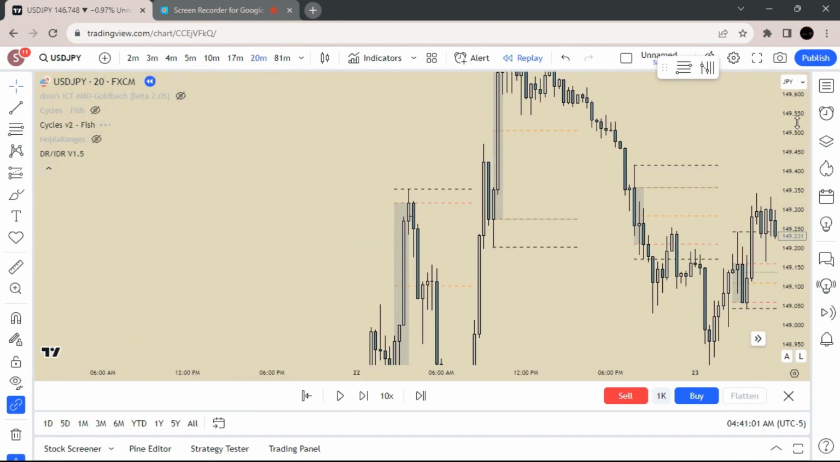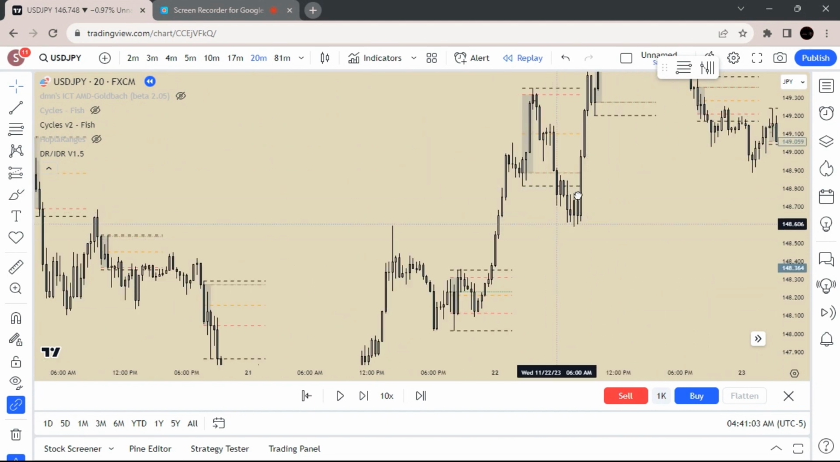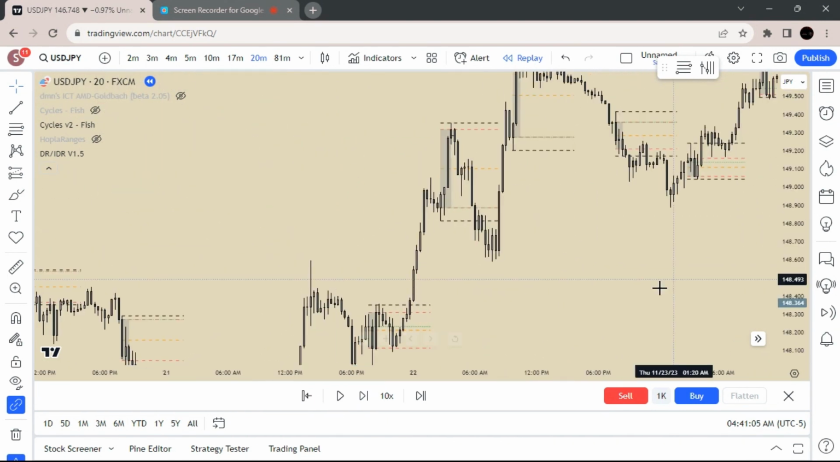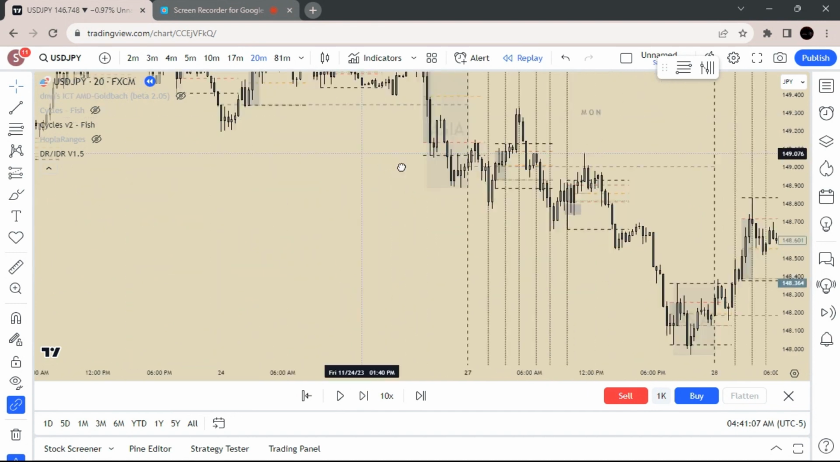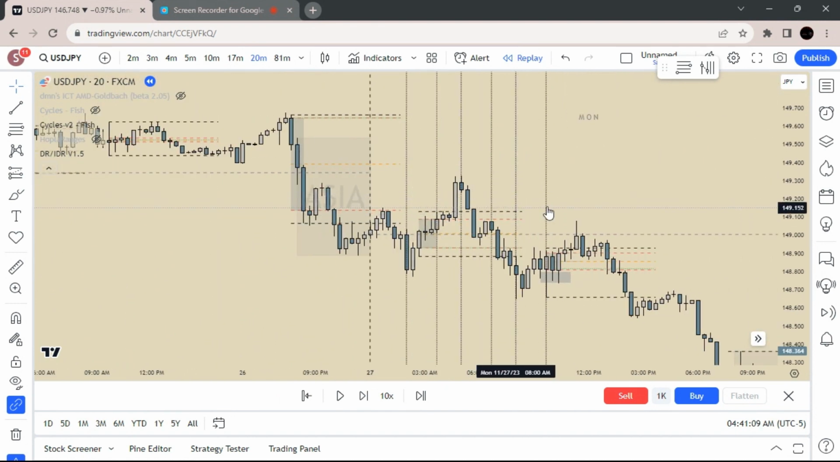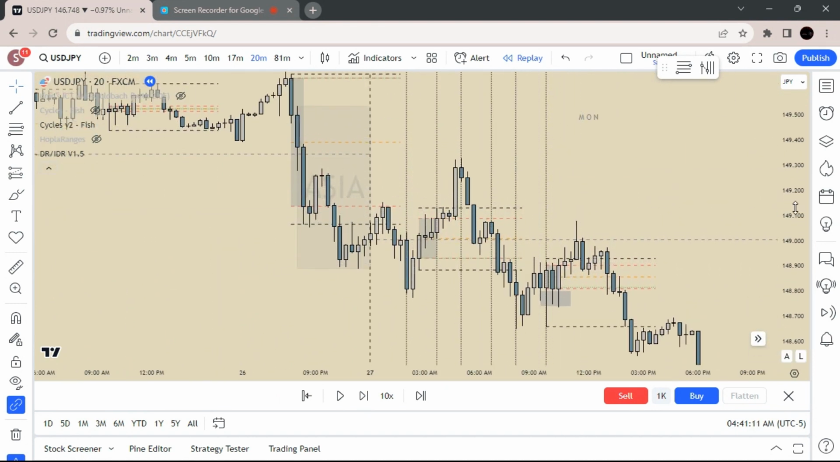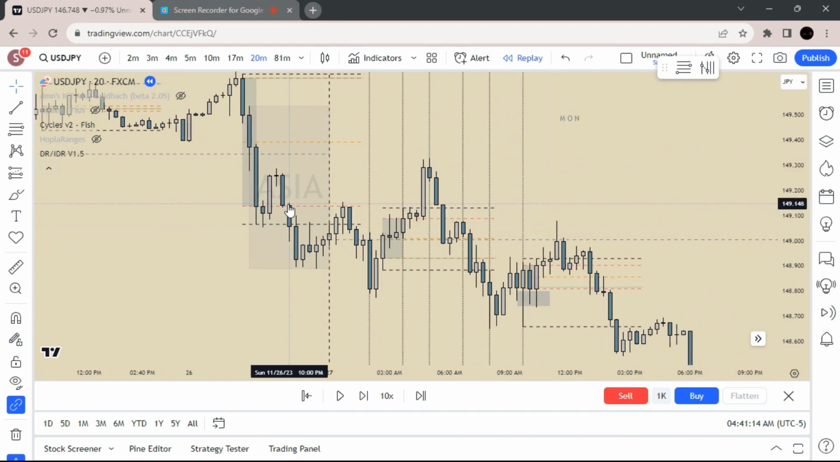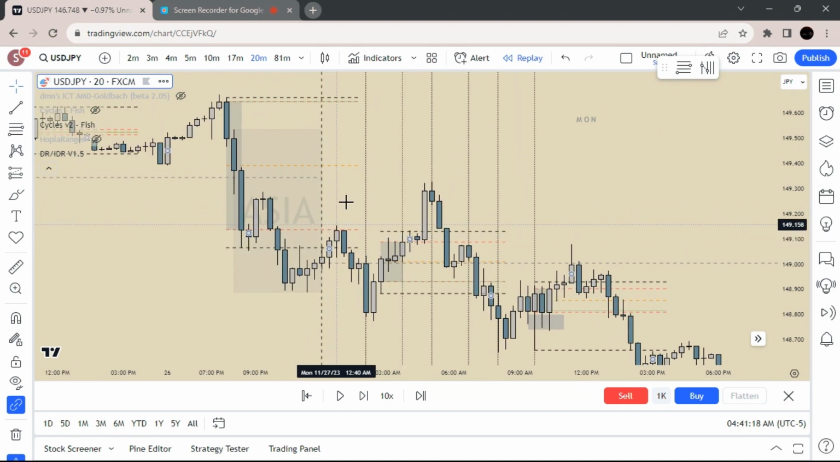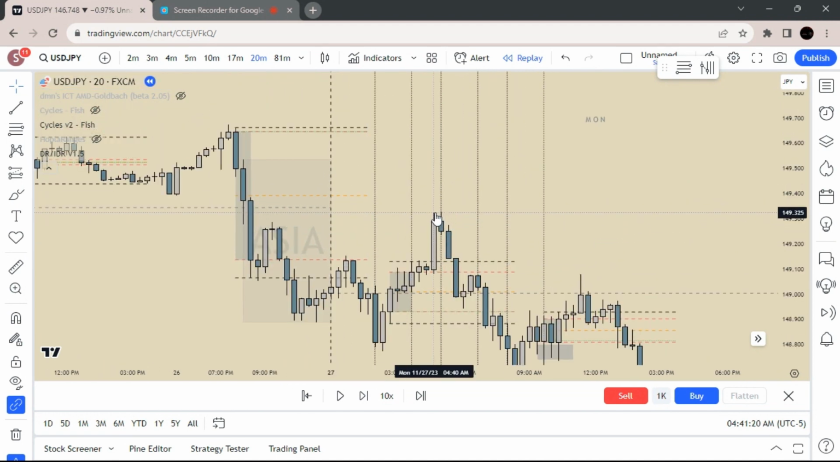But then you want to use the DR on the 5-minute chart. You want to watch for a breakthrough on the 5-minute chart. But I'm gonna go right here. So this was Monday. So you see price broke through below the Asia DR right here, right? And then price eventually comes back up.